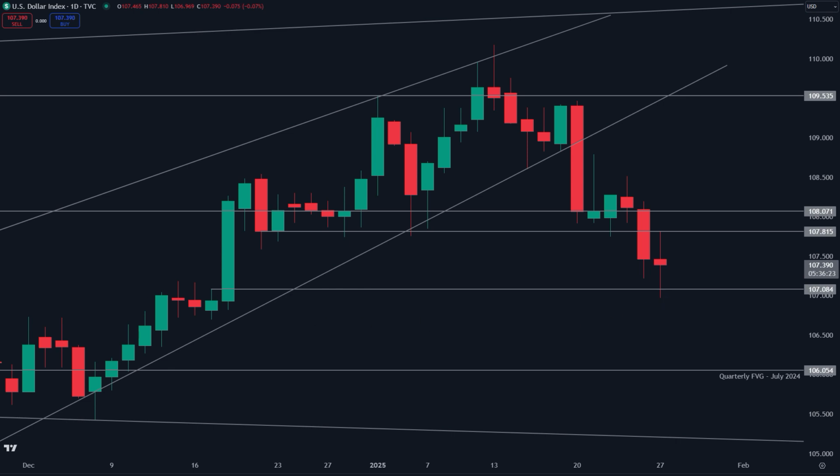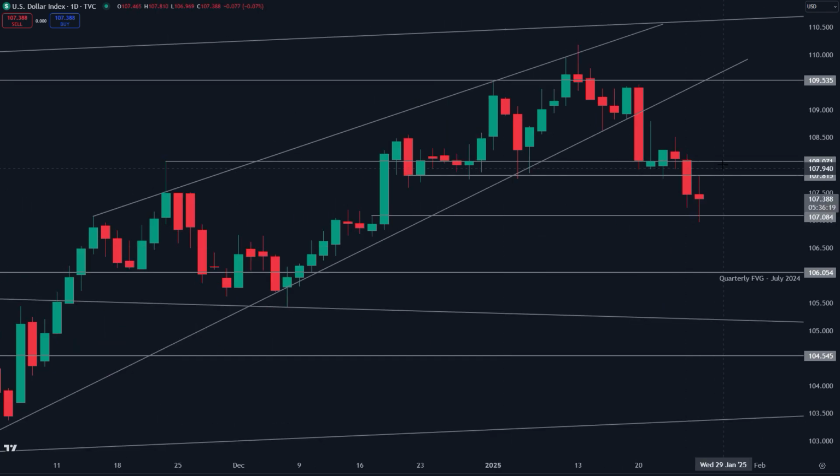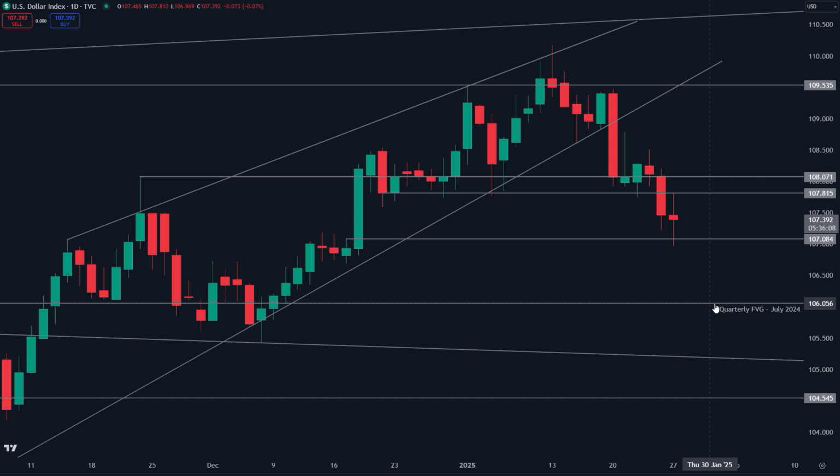Okay, so again, bottom line here, guys, is we either see the DXY reclaim levels like 108 to get long the US dollar. At least that's what I'm doing. This is never financial advice. Or we see it come down here and test this quarterly FVG, this fair value gap, also an imbalance.